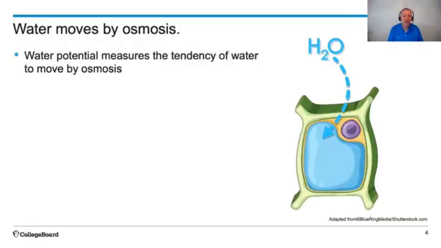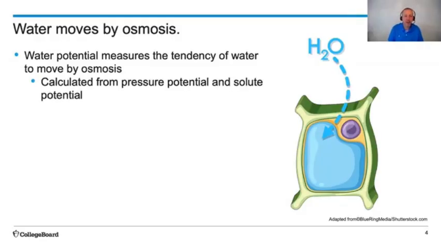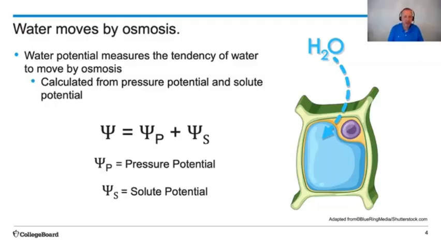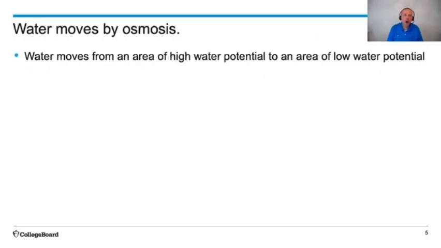So let's dive in. Water potential measures the tendency of water to move by osmosis. It is calculated from pressure potential and solute potential. Water potential is represented by the Greek letter psi. And the unit of pressure is called bars. So water moves from an area of high water potential to an area of low water potential.